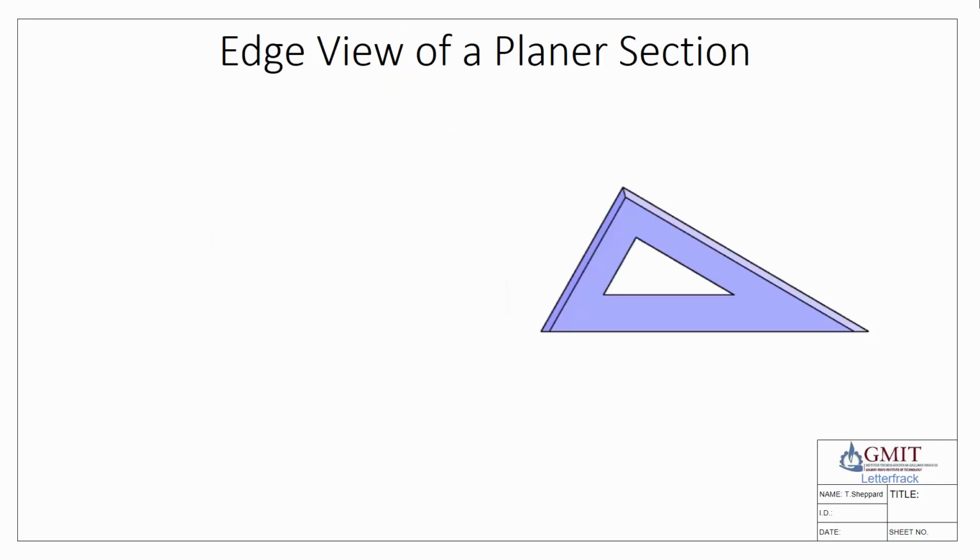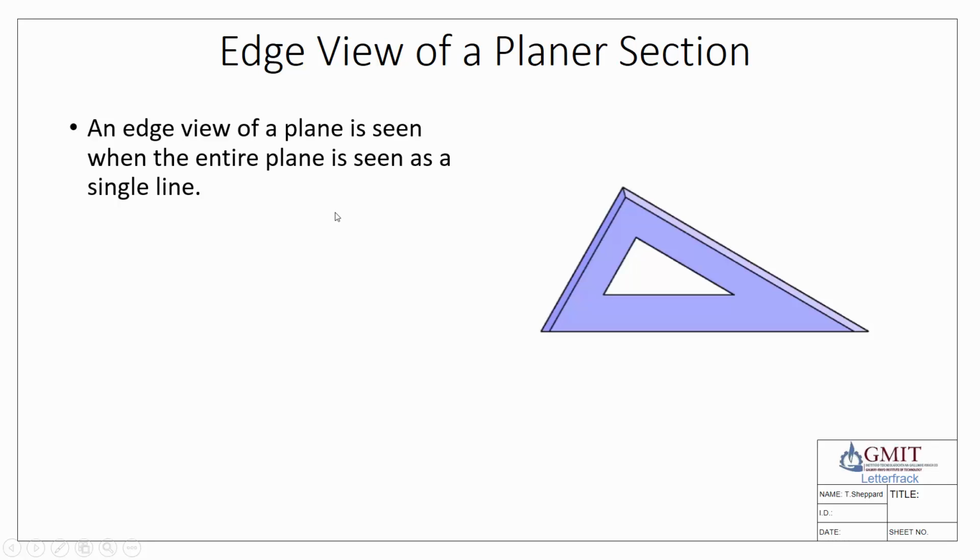So we're going to begin by first of all outlining what it is to get the edge view of a planar section. A planar section is essentially just a flat object, like the example here of our set squares. So a set square is just a flat object. And the edge view of a plane is seen when the entire plane is seen as a single line or an edge.